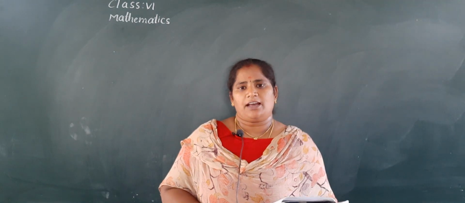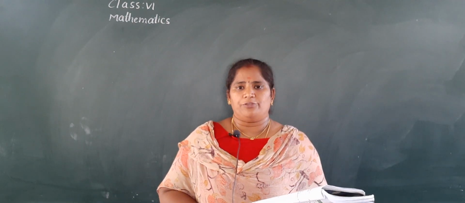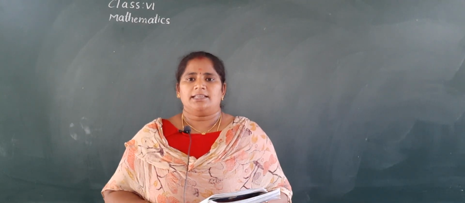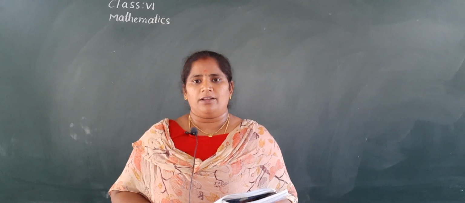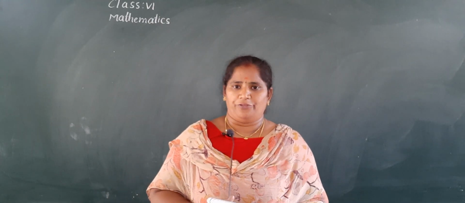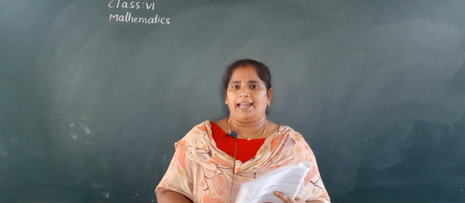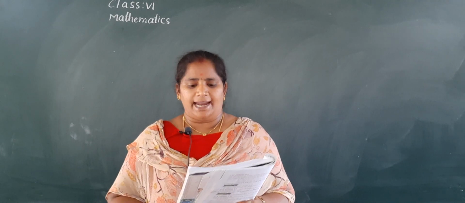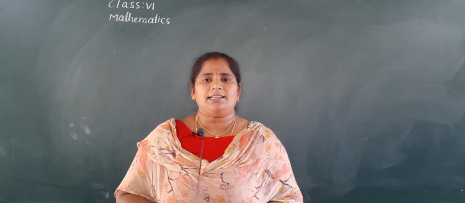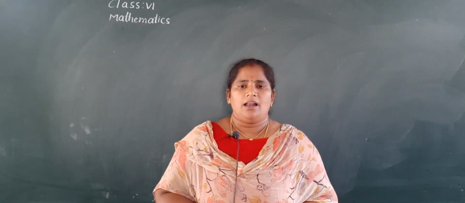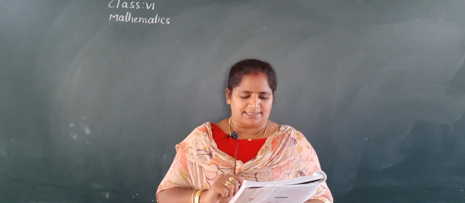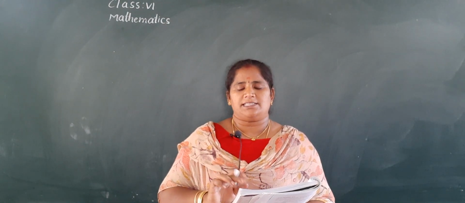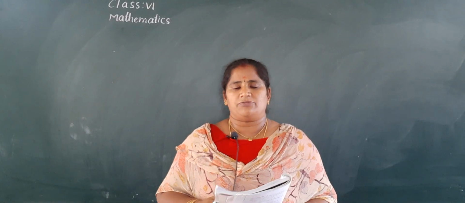And divisibility by 4. A number with 3 or more digits is divisible by 4 if the number formed by the last 2 digits, that means ones and tens places, is divisible by 4. And divisibility by 8 means a number with 4 or more digits is divisible by 8 if the number formed by the last 3 digits, that means ones, tens, hundreds, is divisible by 8, and also if there are zeros in the 3 places, then that number is divisible by 8.